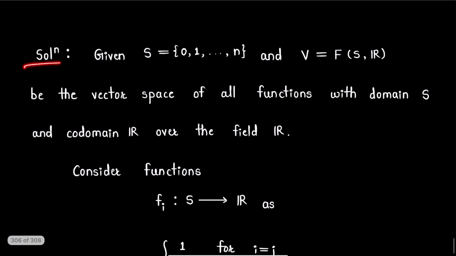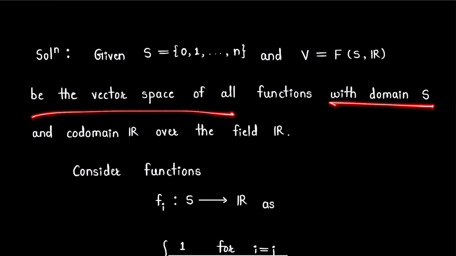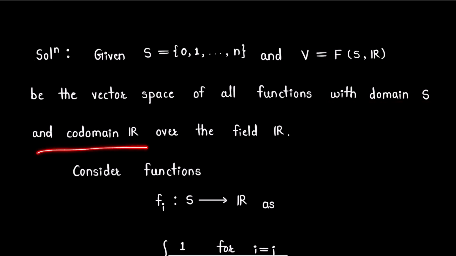We will start our solution. It is given that S is the set containing numbers 0, 1 up to n and V is the vector space of all functions with domain set S and codomain set of real numbers over the field of real numbers. Now we need to find basis for this vector space V.